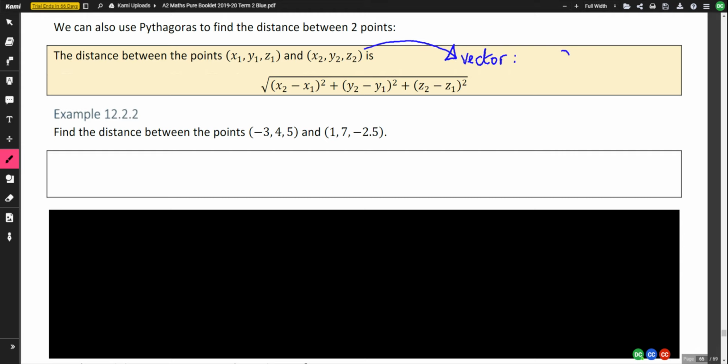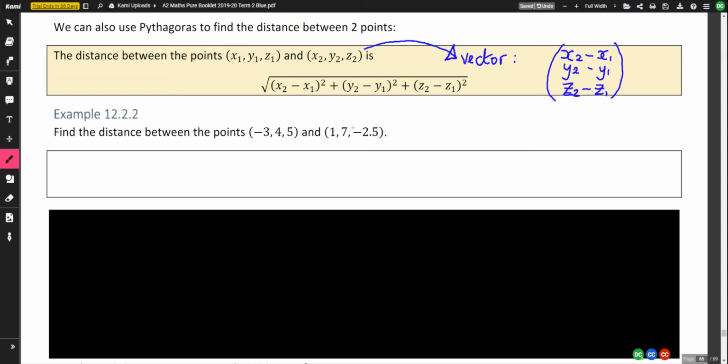then the journey in the x direction will be x2 take x1. The journey in the y direction, y2 take y1, and the journey in the z direction, z2 take z1. I'm going to write that as a column vector. So that's writing it as a vector. And then for that reason, you can see why this is what the formula becomes for the distance between those 2 points. It's just simply the length of this vector.